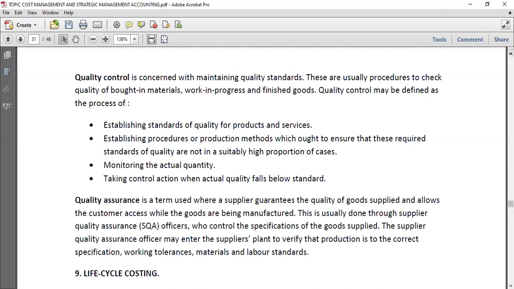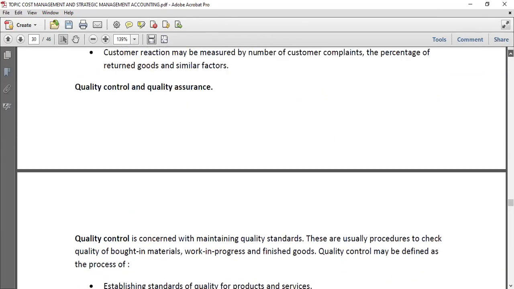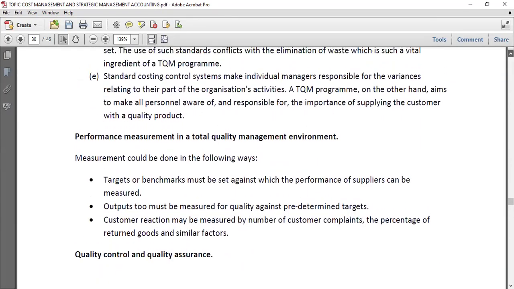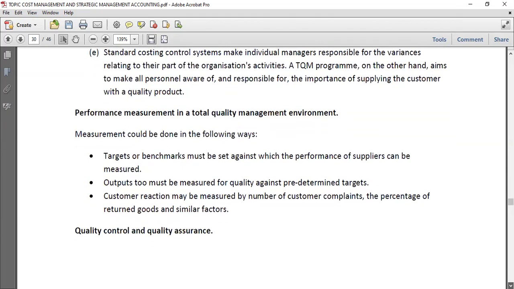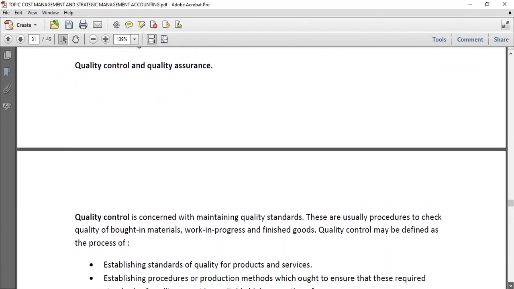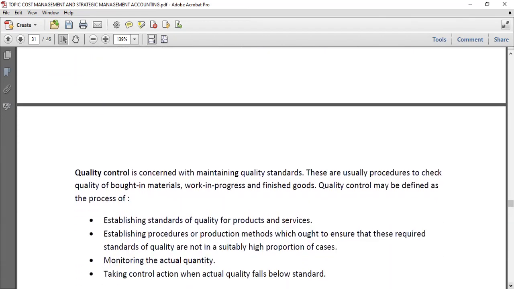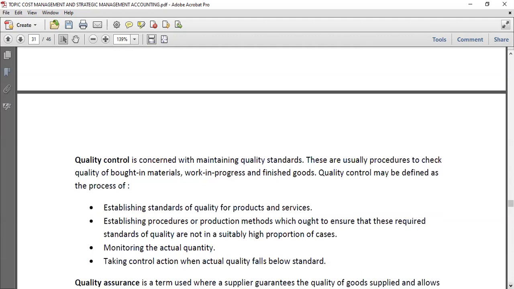Quality control and quality assurance also form part of your TQM model. Quality control is concerned with maintaining quality standards. Some organizations have quality control systems in place. These are usually procedures that look at the quality of the raw materials, the quality of the work in progress, and then the finished goods.